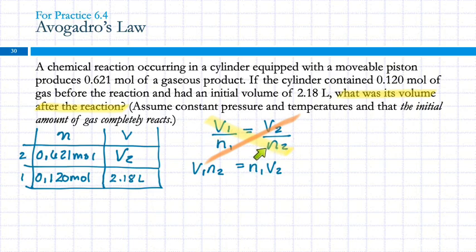So I got rid of my fractions. Here's my equation. I'm trying to solve for V2. So I'm trying to get V2 by itself. So V2 is multiplied by n1, so I need to divide by n1 to make it go away. And I need to divide the other side by n1. So V2 equals V1 times n2 divided by n1.